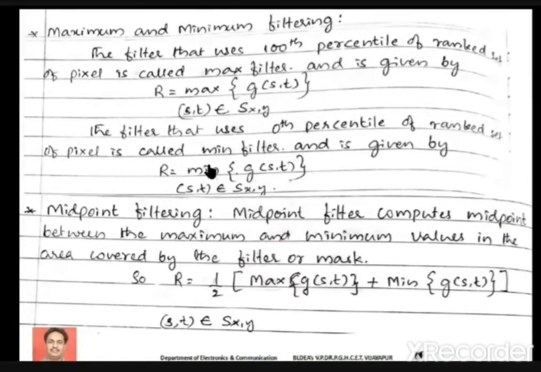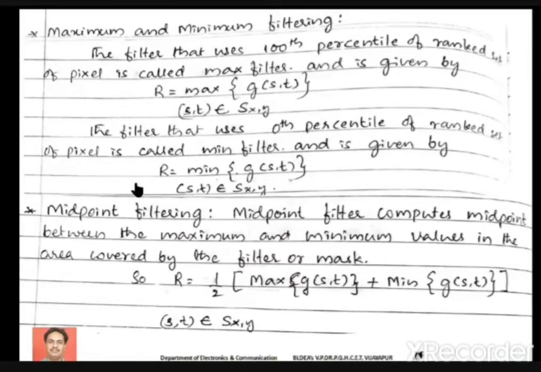That's why the maximum filter can be referred to as the 100th percentile of a ranked set of pixels. The filter that uses the 100th percentile of the ranked set of pixels is called the maximum filter, because you are going to replace each pixel by the maximum of its neighborhood.